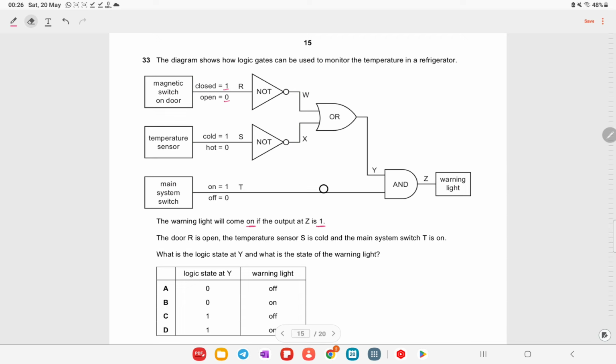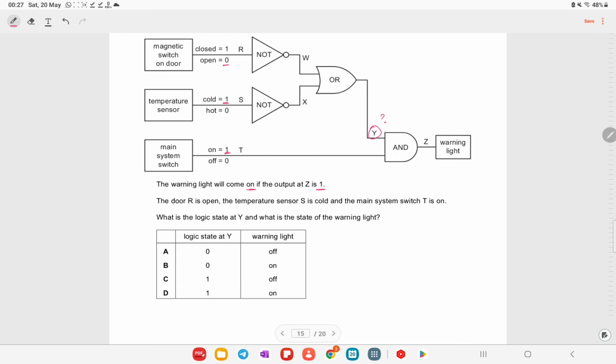Instead of going backwards, let's follow the sequence. The door is open, so this is going to be 0. The temperature is cold, so this is 1, and the main system switch T is on. What is the logic state at Y? We need to find out what is at Y, and whether the warning light will be on or off.